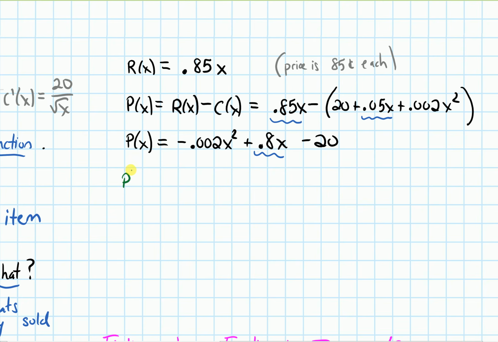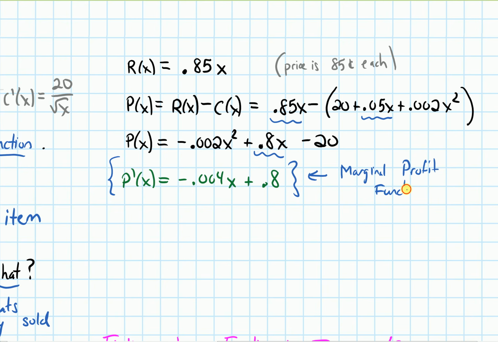So the derivative, p prime of x. Using the power rule, the 2 comes down, multiplies negative 0.002 and gives negative 0.004, and then I have x to the 1 because I subtract 1 from the exponent. And then plus, the derivative of 0.8x is just 0.8, and the derivative of negative 20 is 0 because it's a constant. All right, so this p prime of x is our marginal profit function.